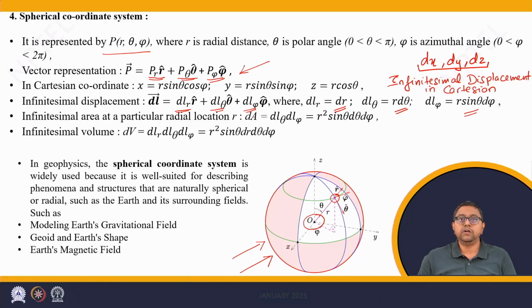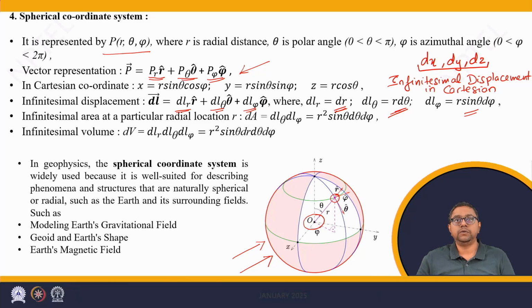But in the spherical coordinate system, the infinitesimal displacements are given by dr, but for the polar angle, the displacement is d theta weighted by the r. This occurs because at different distances from the radius, the size of the spherical surface becomes larger and larger.